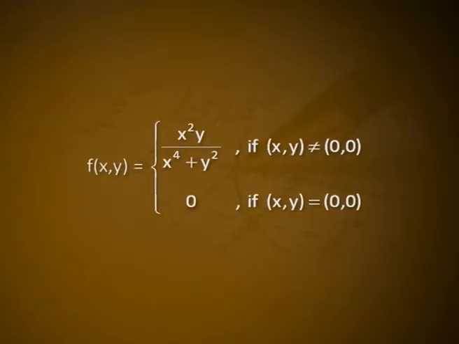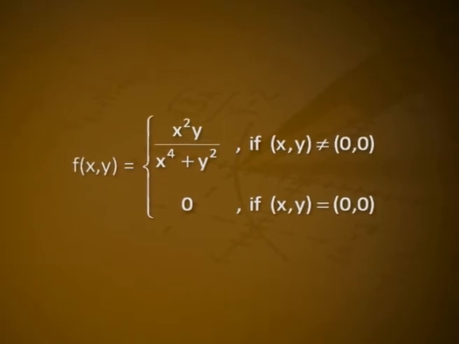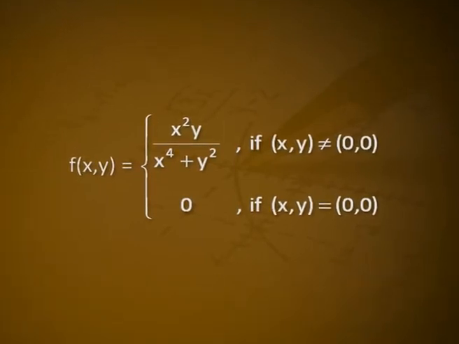Example. Let f be a real valued function of two real variables defined by f(x, y) equal to x squared y by x raised to 4 plus y squared, if (x, y) not equal to (0, 0), and 0 if (x, y) equal to (0, 0). Examine the continuity at (0, 0).